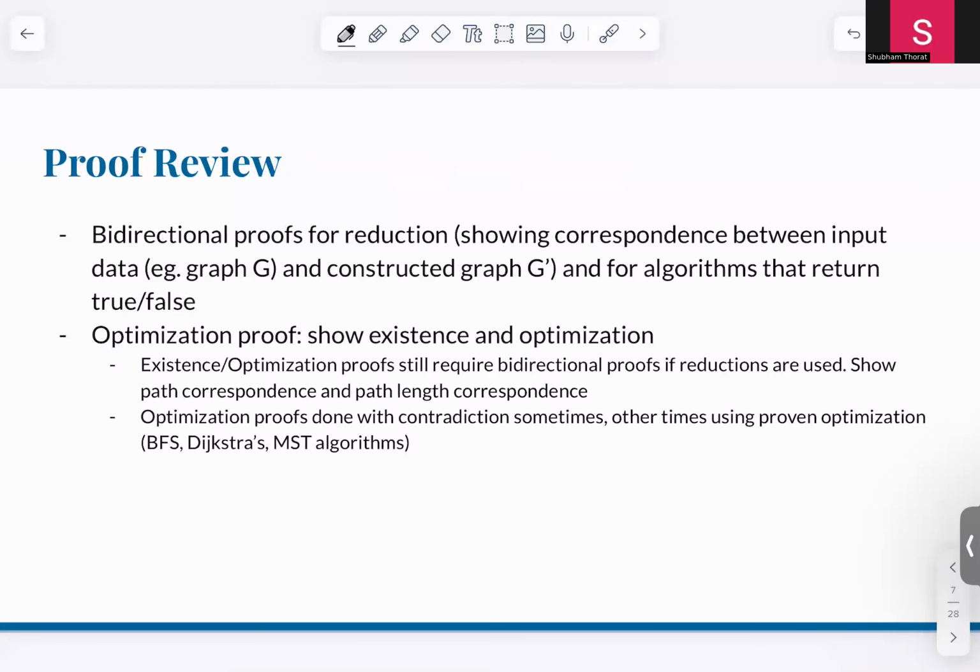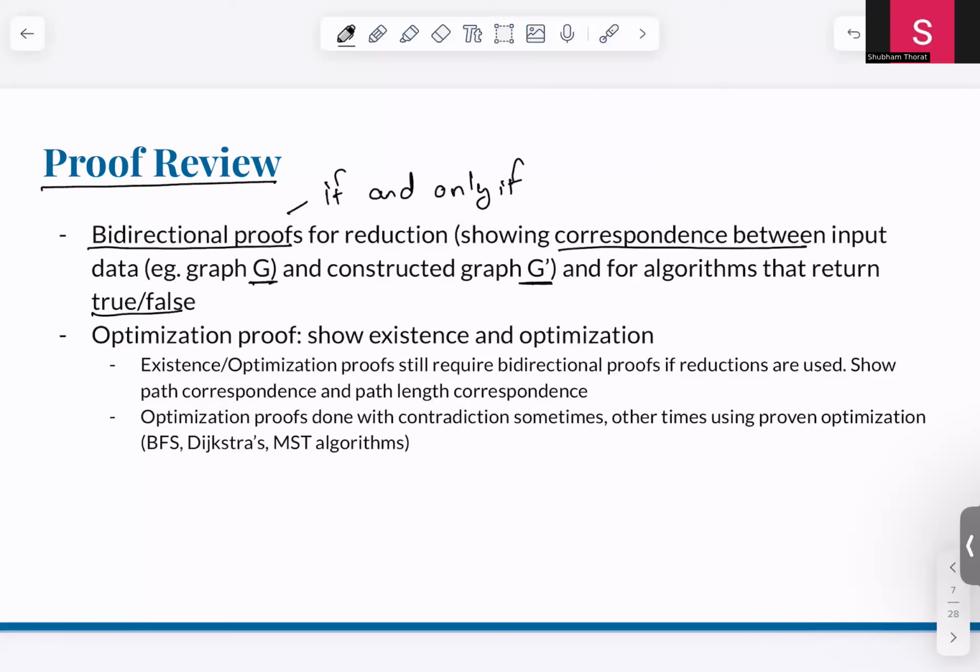Okay. Oh, before that, let's do this proof review. It's a very important topic, and I think a lot of students are confused about when to use which proving technique. So whenever you are given a returning true or false kind of algorithm, what you generally do is you create a new graph G prime, and the goal here is to use some kind of correspondence between this G and G prime, right? So whenever you are given some true and false kind of questions, what you do is a bidirectional proof. So it's basically an if and only if kind of proof. So the keyword here is to show this correspondence between your graph G and G prime.